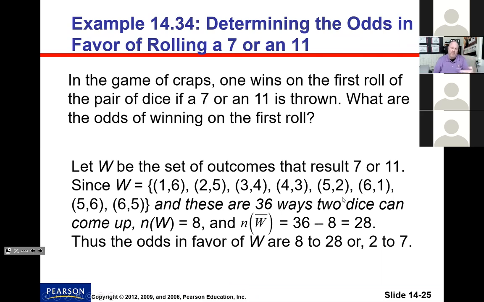How many unfavorable outcomes are there? 28. So our odds are 8 to 28, or if you reduce it down, 2 to 7. That is the calculation if you're shooting craps. That is the odds that you will win. 2 out of 9, or 8/28.